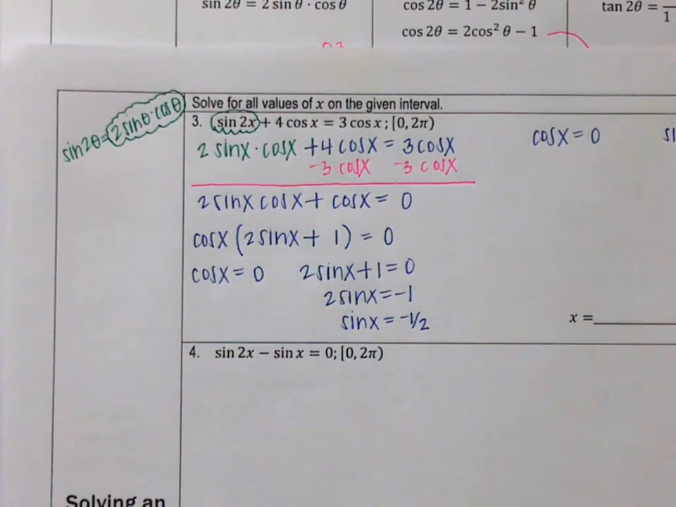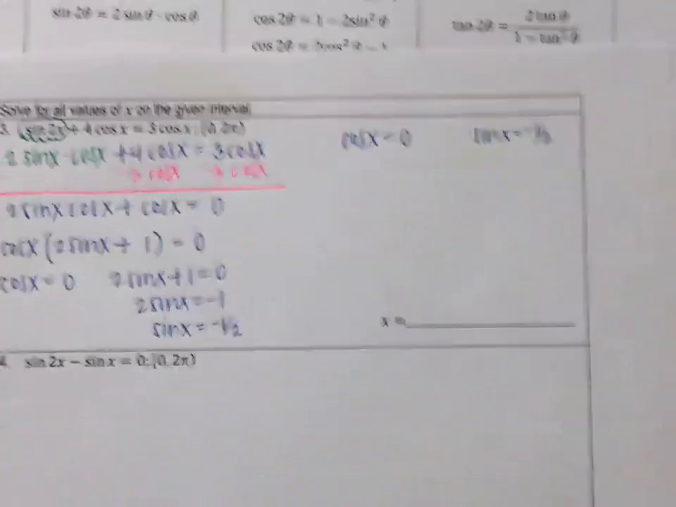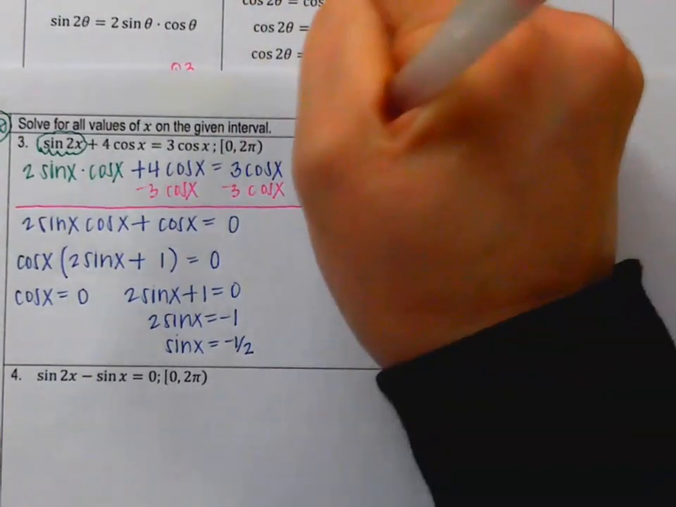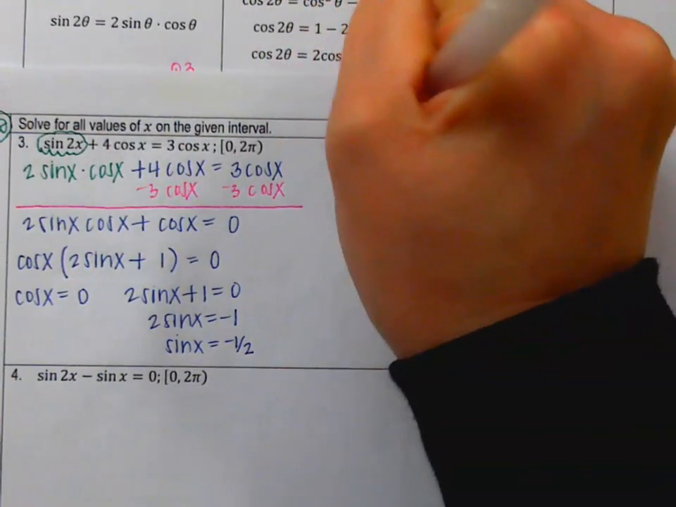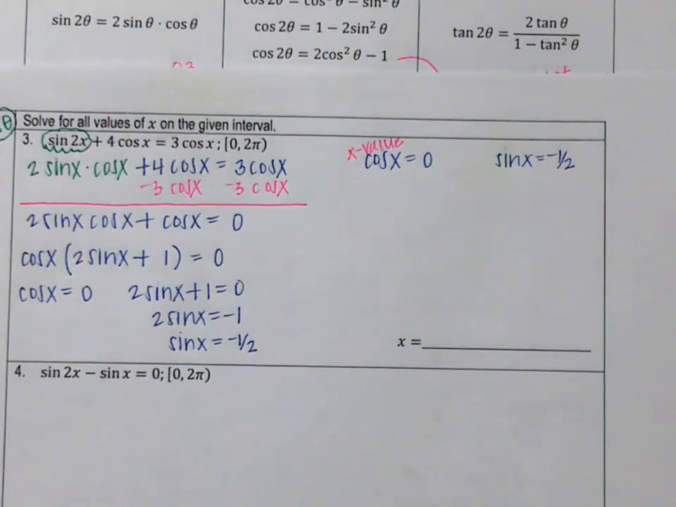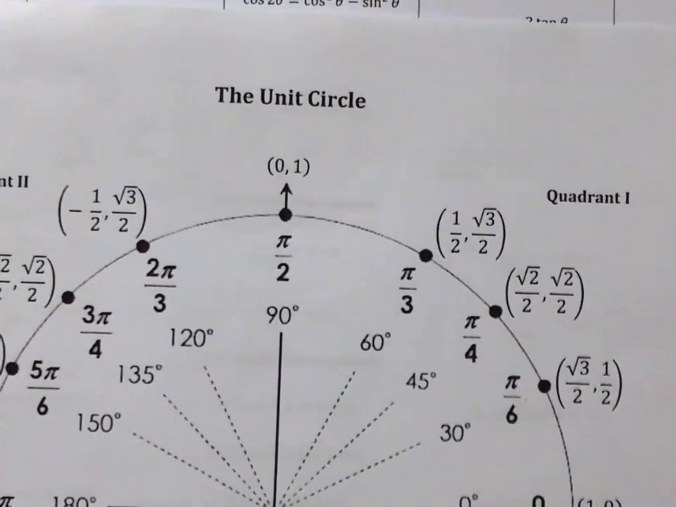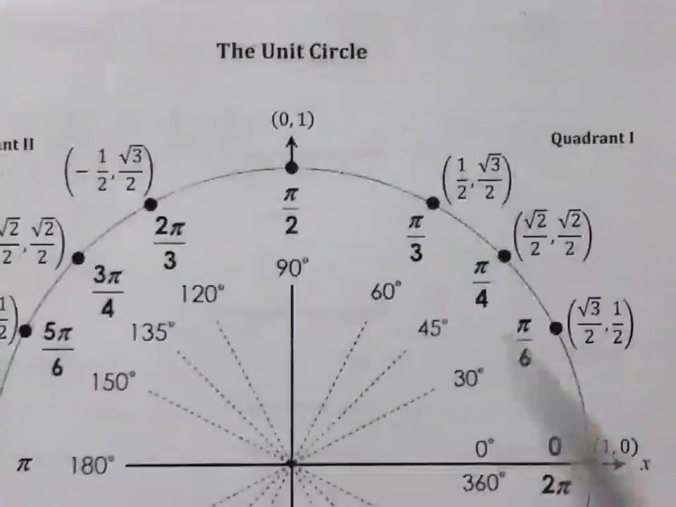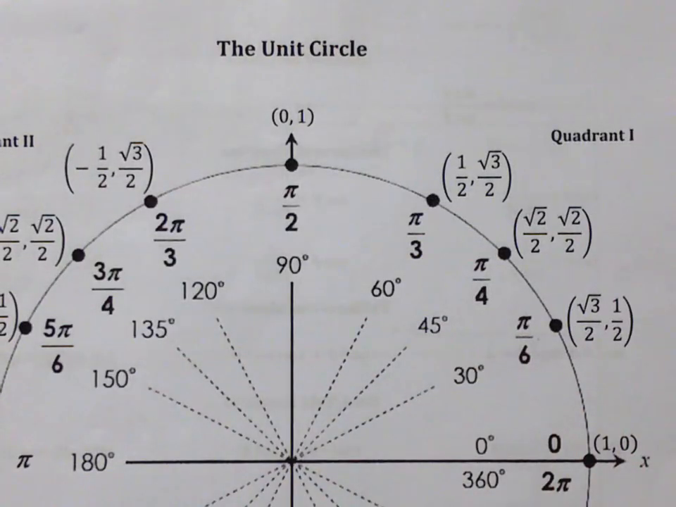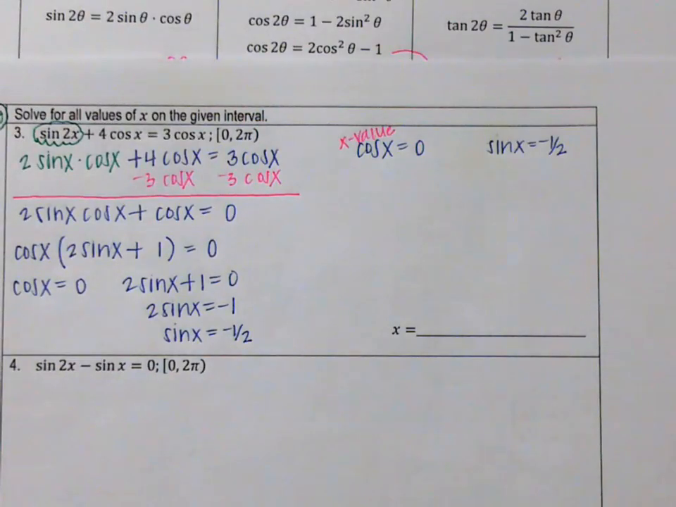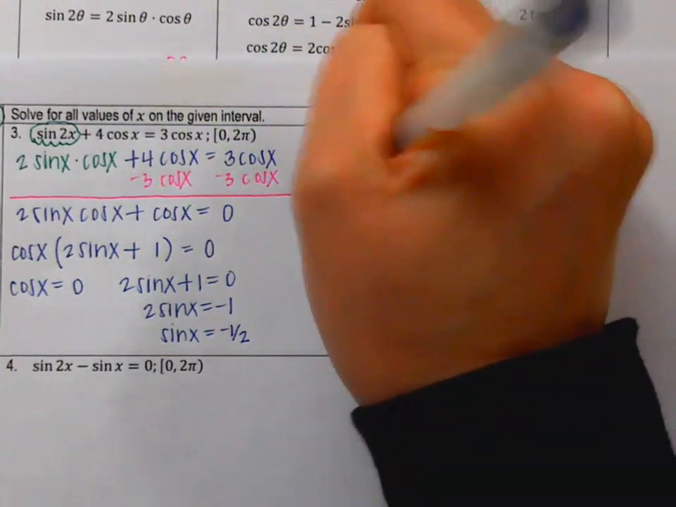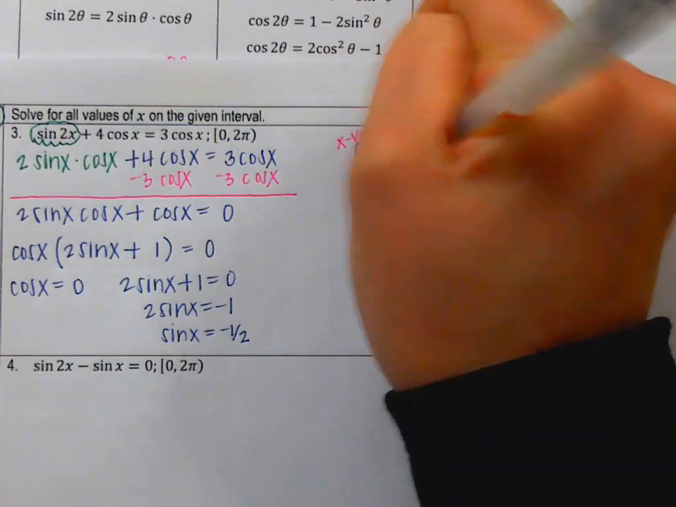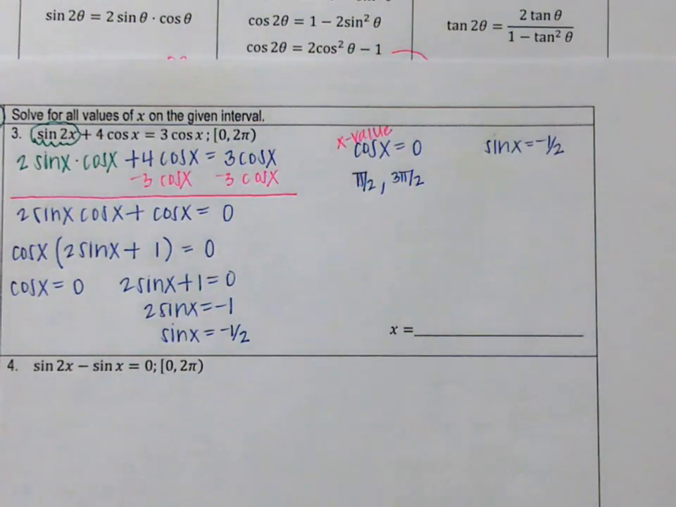And I'm thinking on this one, where on the unit circle does the x value, because cosine is the x value, equal 0? So we go to our unit circle, and I'm looking at all of my x values. There's pi over 2, and then 3 pi over 2 is another one. So pi over 2 and 3 pi over 2.